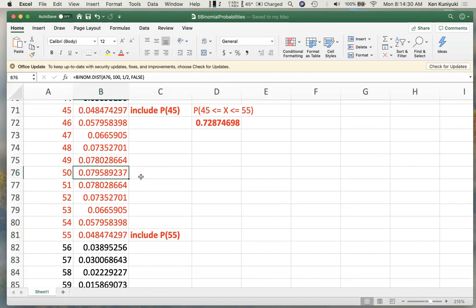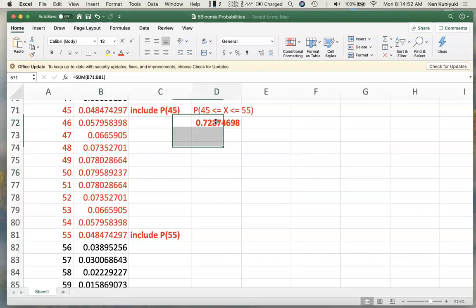Remember that total probability is 1, and it's being split up among all these different possibilities. And even the probability of 50 heads, the most likely number of heads, is not even 8%. You would not want to bet the farm or your house on a particular value of X, although P of 50 is the highest. So what happens when you add up all these probabilities?